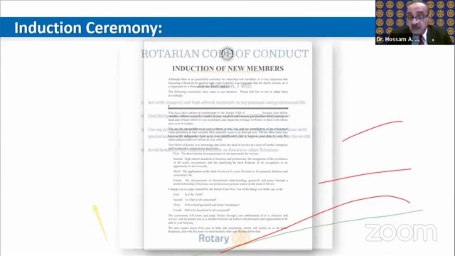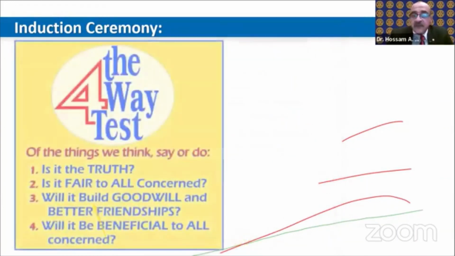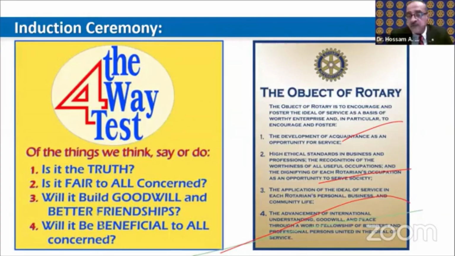I do not think I will read them for you. Remember, we have the code of conduct, we have the four-way test, and we have the object of Rotary. I was lucky that I worked on the Rotary Code of Ethics for District 2451 during the Rotary year 2019-2020. And we have this very small booklet, in A5 size, that's half of the A4, where we have summarized everything in a couple of pages, both in Arabic and in English.